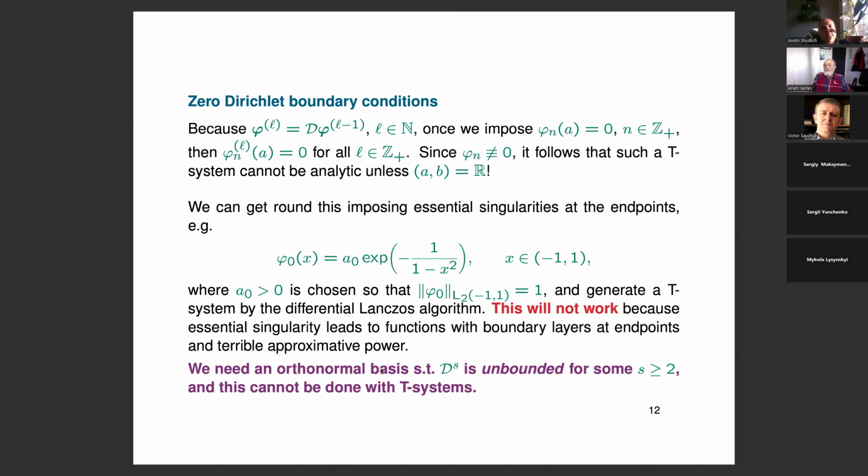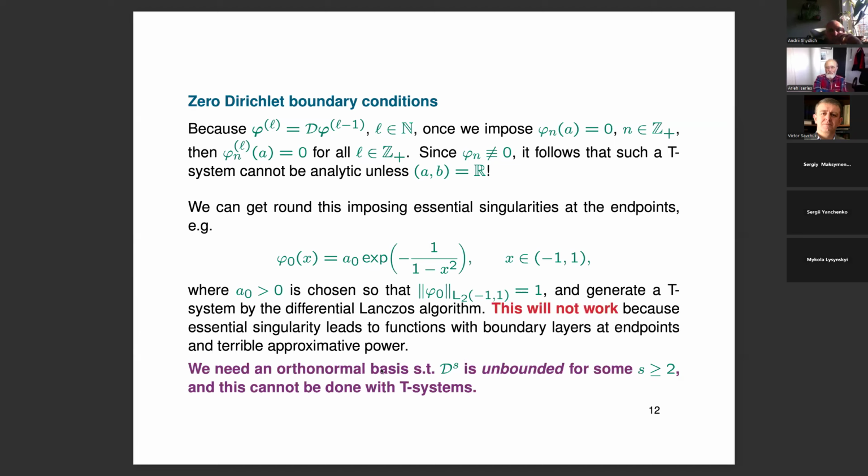Okay, what about a finite interval? Can we extend it to a finite interval? So suppose that instead of minus infinity, infinity, instead of a Cauchy problem, we have the interval minus 1, 1, for example, or A, B. And think about it for a second, and you'll see this does not work.